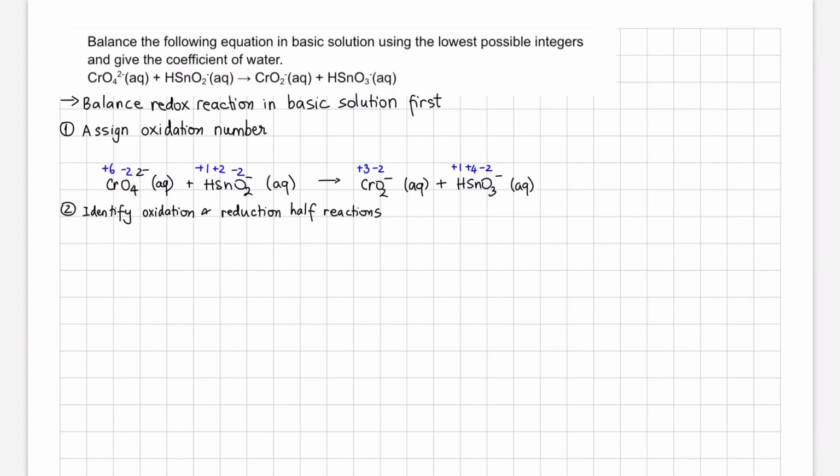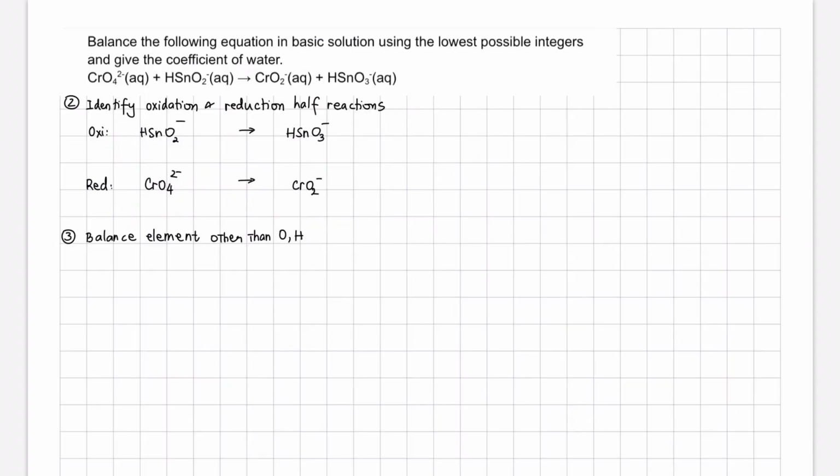Here we move to the next step, which is to identify the oxidation and reduction half reactions. In this redox reaction, first we see chromium going from +6 to +3 oxidation number, so that is a decrease in oxidation number, and we'll see that as the reduction half reaction. Moving on, we see Sn going from +2 oxidation number to +4. So that is an increase in oxidation number, so we identify that as the oxidation half reaction. Once we identify the two halves, let's write it down.